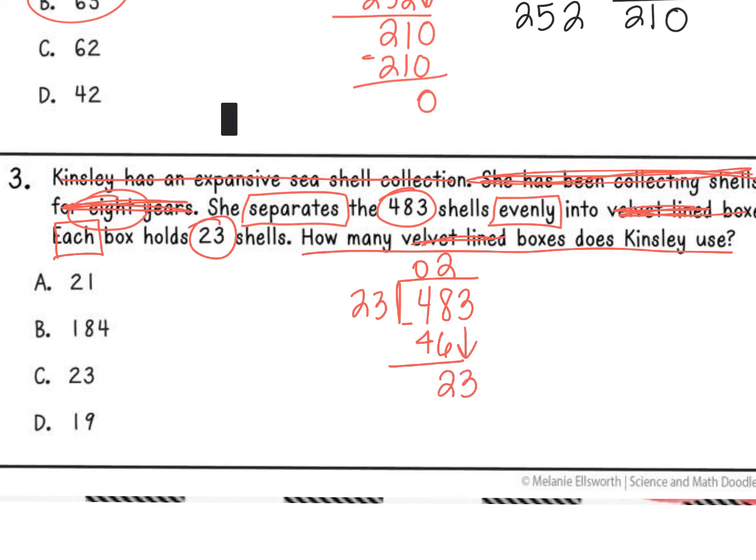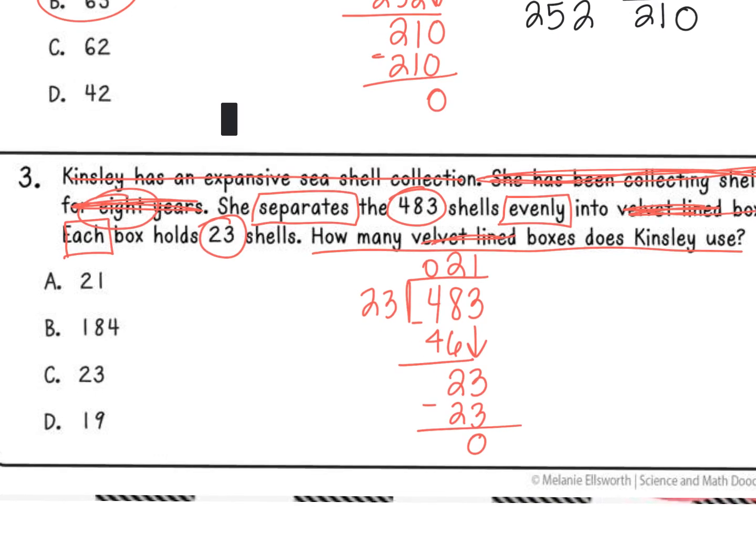How many times can 23 go into 23? 1. Mama says multiply. 23 times 1. Sister says subtract. I have nothing left to bring down, so my answer is 21.